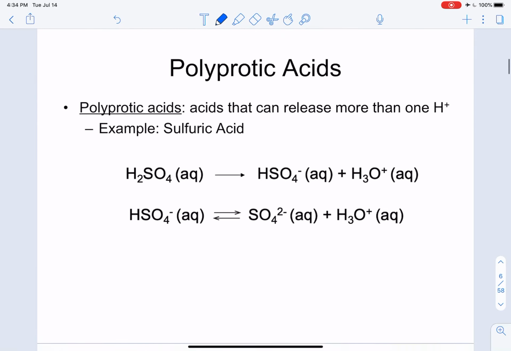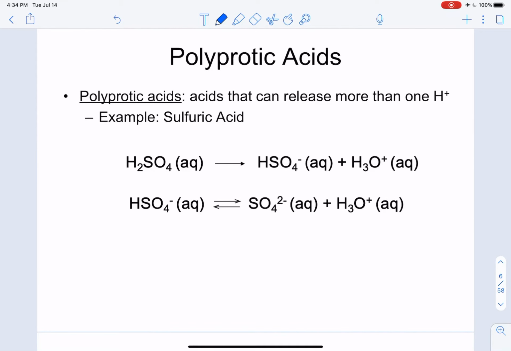Okay, that brings us to polyprotic acid. Now, poly means what? That means many. And protic means proton. And in this case, we're talking about the H+ version, how we think about acids. So this is talking about acids that have more than one H+ to give away. So if you have two of those, you're called diprotic, and if you have three H+ to give away, you're called triprotic. But all together, we call those polyprotic acids.